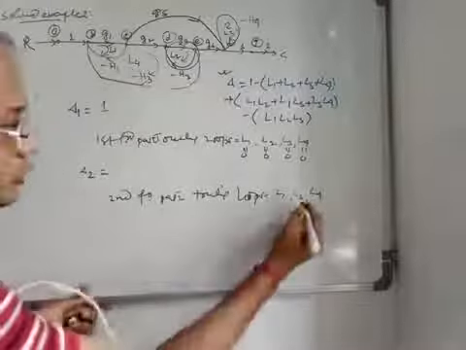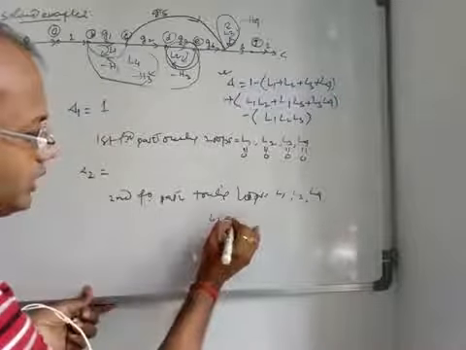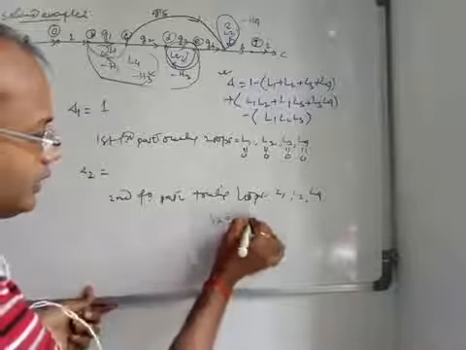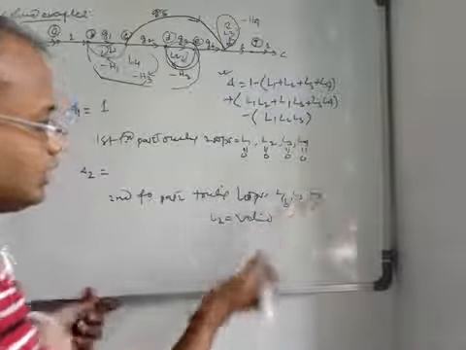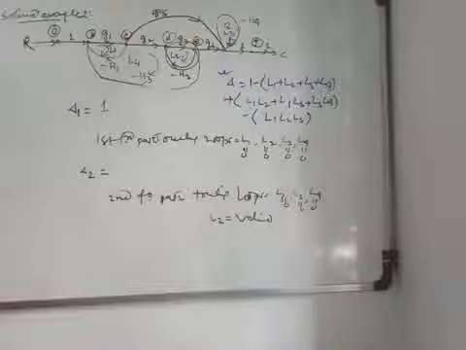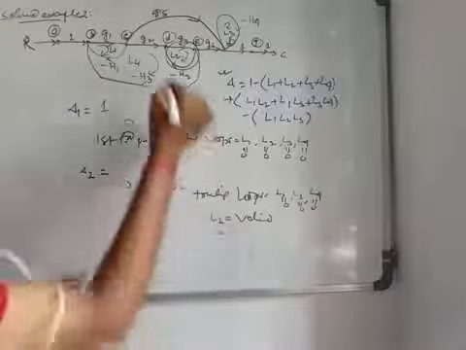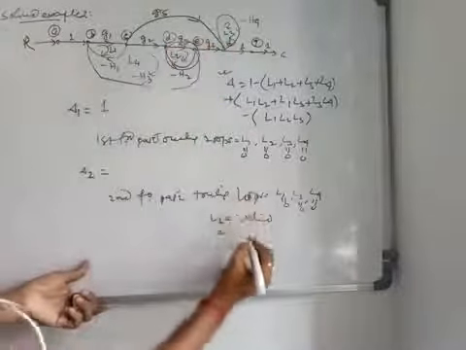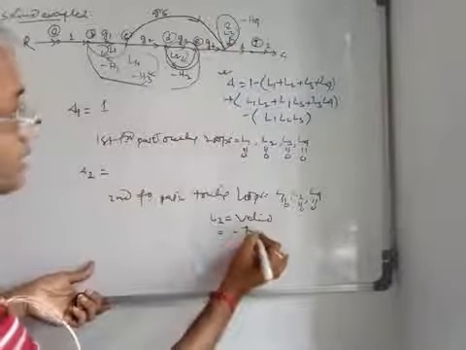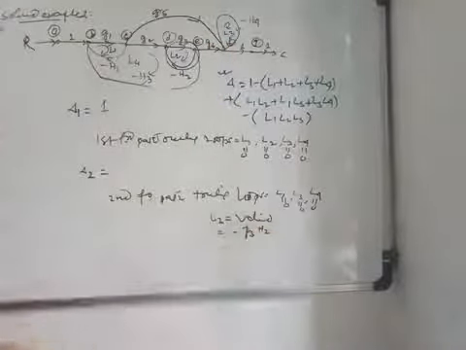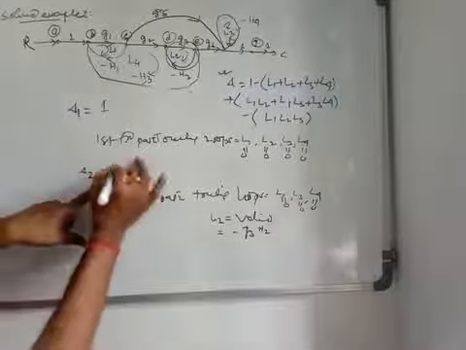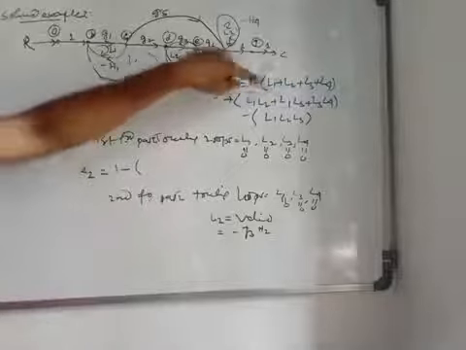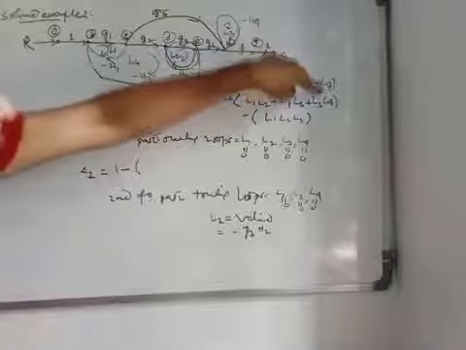So only the value of L2 will be valid. This will be 0, this will be 0, and this will be 0. Once you get like this, the value of L2 is known to you. What is the value of L2? L2 is equal to minus G3, which is 2. So what will be the value of delta 2 then? This is 1 minus L1 is 0, L3 is 0, L4 is 0, right?